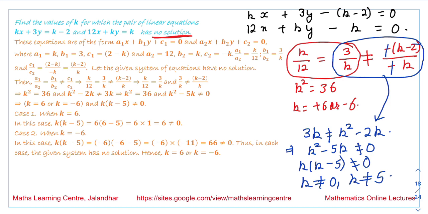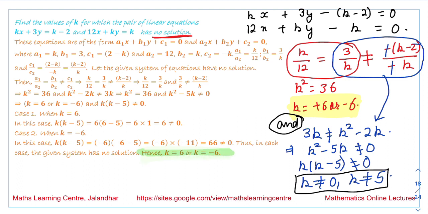So what we are saying from this is that first, the value of k can be plus 6 or minus 6. Then in between these two conditions, k should not be 0 and 5. So it means that if k is equal to 6 or minus 6, then this system of equations will have no solution.